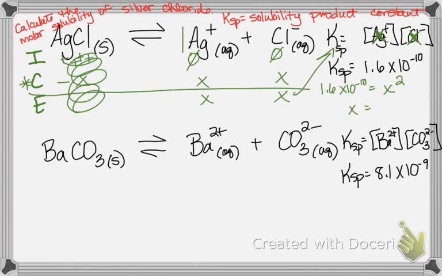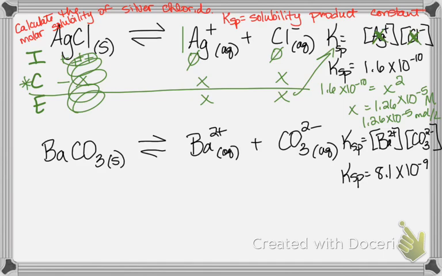So to solve for X, you simply take the square root of the KSP. And so for X, I get 1.26 times 10 to the minus 5 molarity. X is 1.26 times 10 to the minus 5 moles per liter. And you could write that as molarity, or you could write that as moles per liter.